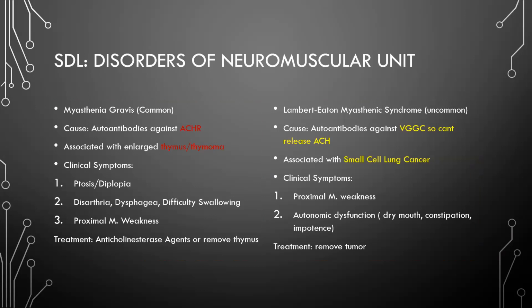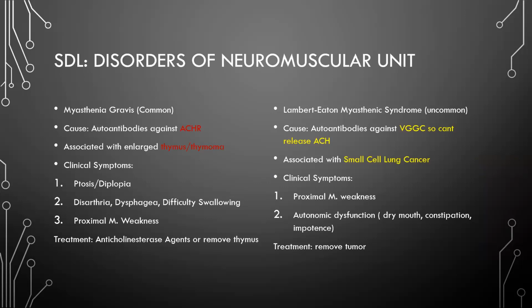All right, so here's from the SDLs. Kind of just tried to pick out the important points for y'all. So myasthenia gravis is very common. Lambert-Eaton is not common. For myasthenia gravis, you're going to have antibodies against the acetylcholine receptor, whereas in Lambert-Eaton, you're going to have antibodies against the voltage-gated calcium channels, so you can't release acetylcholine.